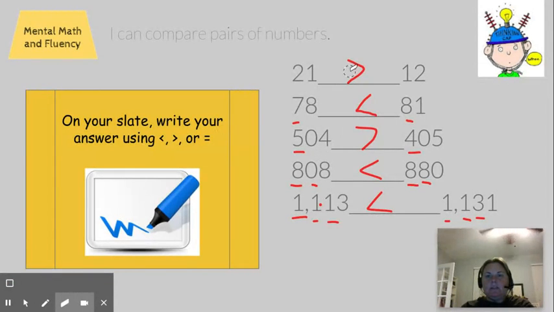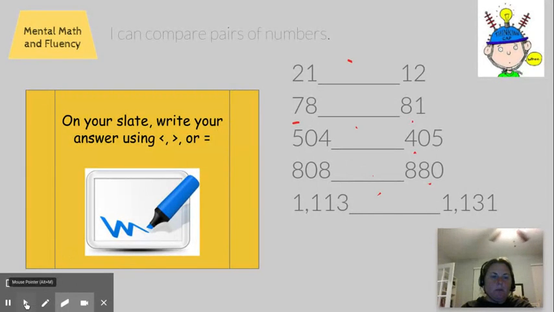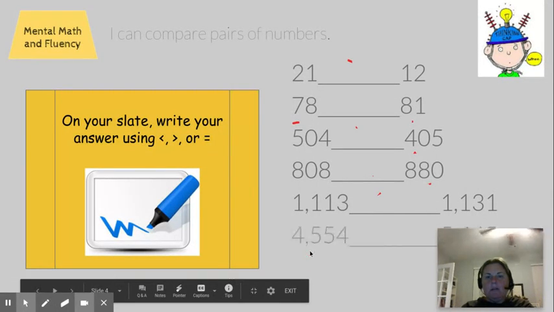Let me erase this. This is the first time I've done this before. Let's see how fast we can erase it. All right, that's good enough, right? Okay, let's go to the next one. I'm going to push this button, and we're going to go to the next slide.